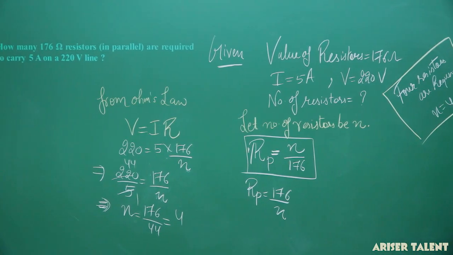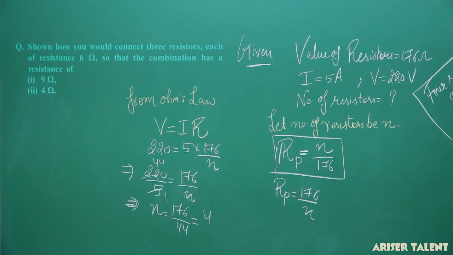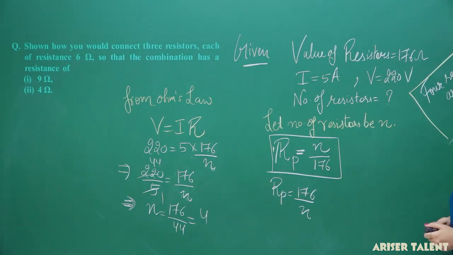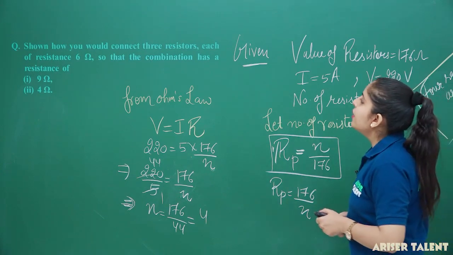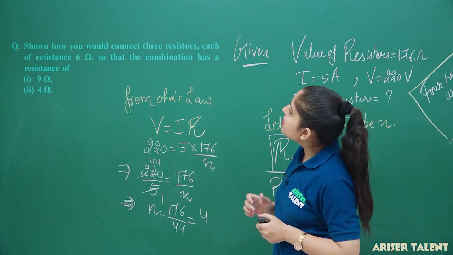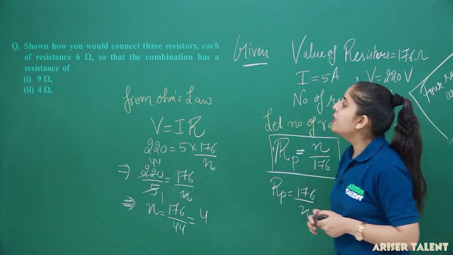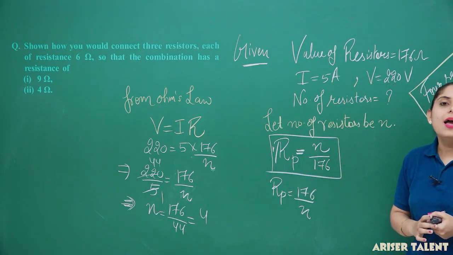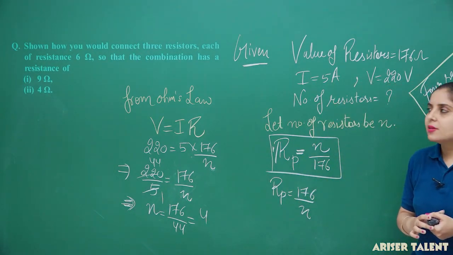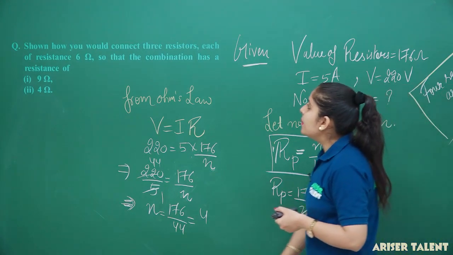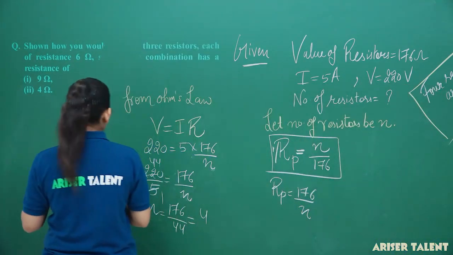Now, let's move to the next question in this sequence we have. How do you connect 3 resistors, each of 6 ohm, so that the combination has a 9 ohm resistance and the combination has 4 ohm resistance. Now, let's draw a diagram here for understanding this question.